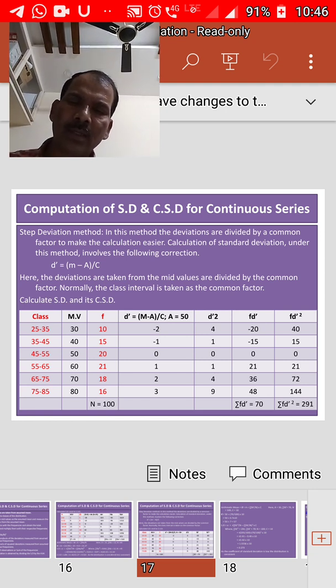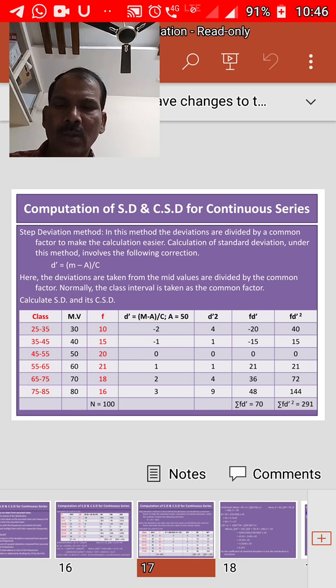Then d dash square, that is minus 2 whole square is equal to 4, minus 1 whole square is equal to 1, 0 whole square is equal to 0, 1 whole square is equal to 1, 2 whole square is equal to 4, 3 whole square is equal to 9.